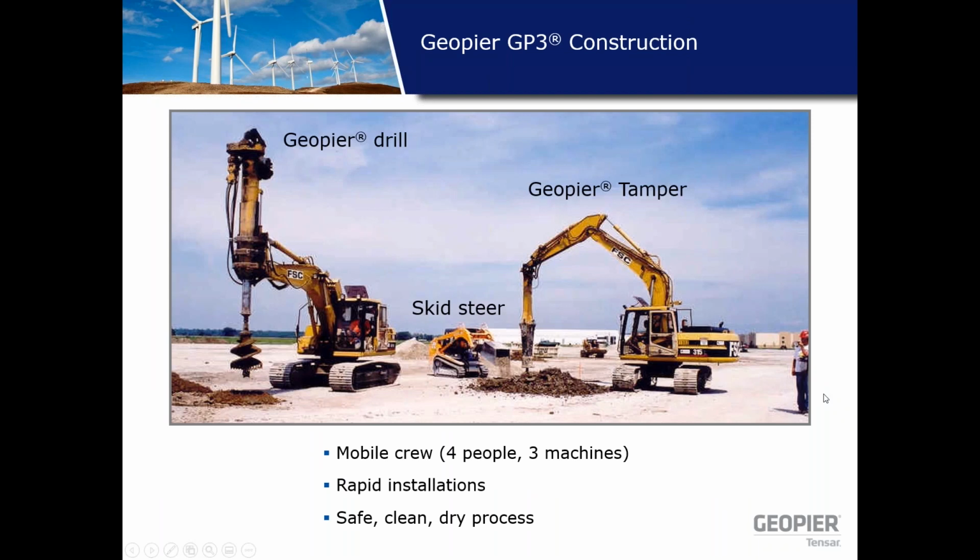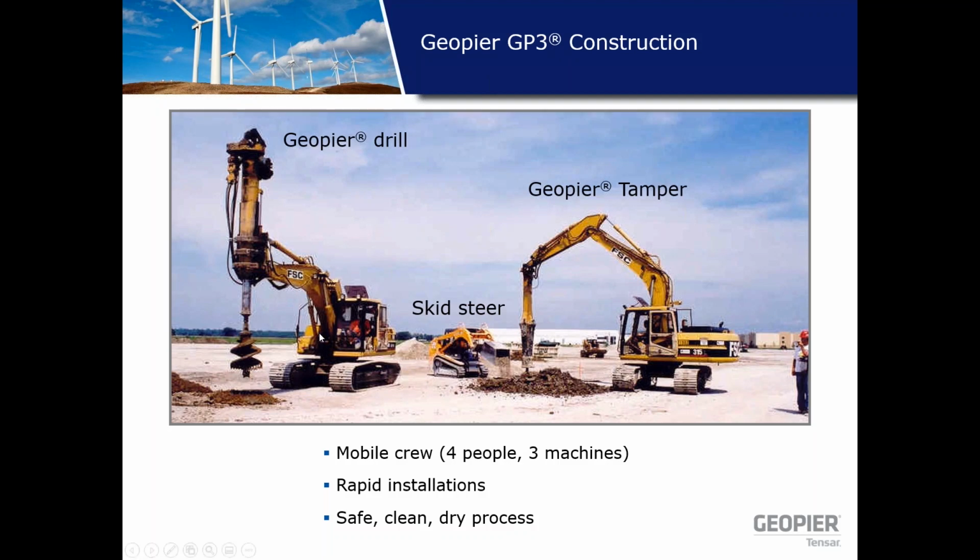We're going to start off with the GP3. So GP3 is our bread and butter. It was the basis for the original Geopier, and it's what we use on the majority of the projects we work on. So what are the key components here? So it's a very nimble system. It requires 3 pieces of equipment and 4 personnel.